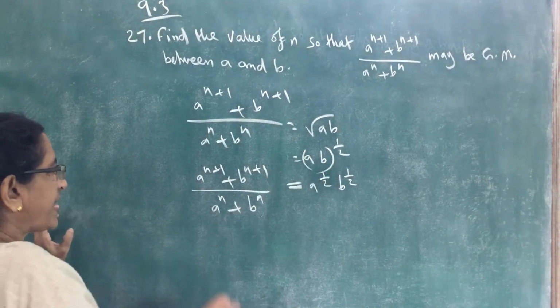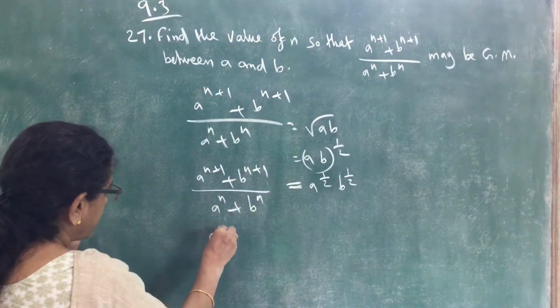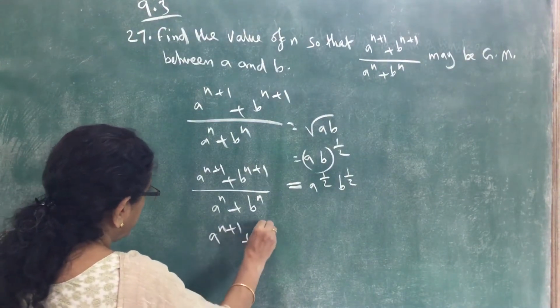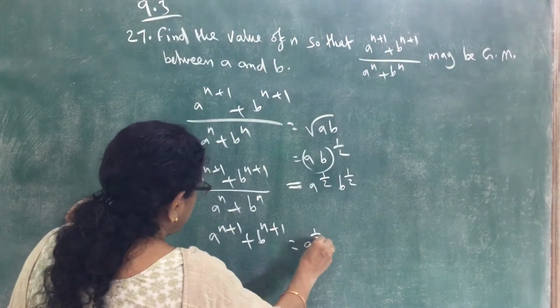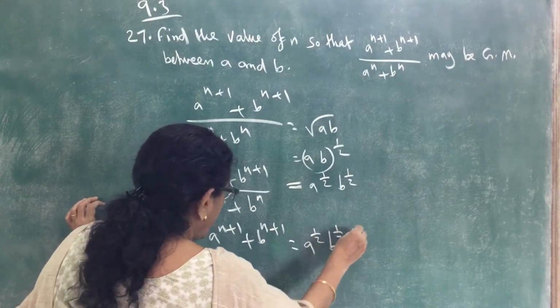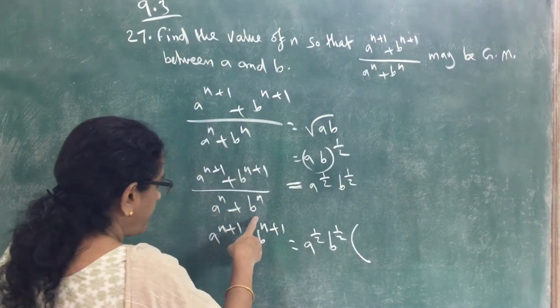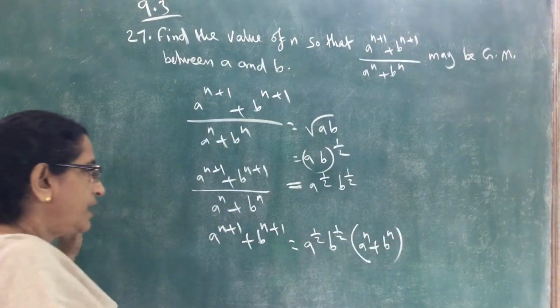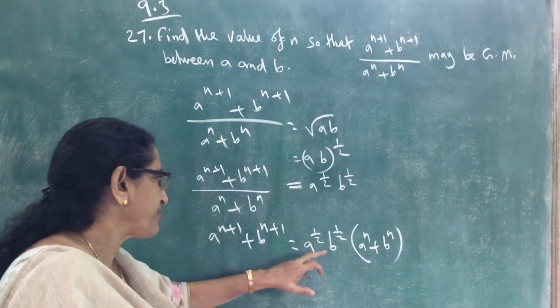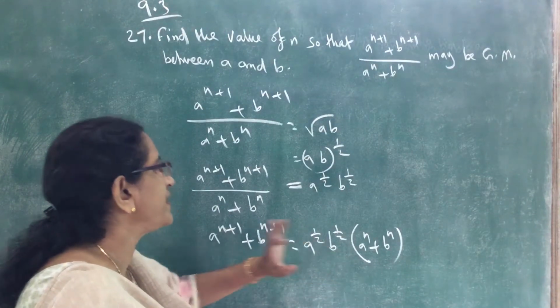So cross multiplying we get A raised to n plus 1 plus B raised to n plus 1 equal to A raised to half into B raised to half into A raised to n plus B raised to n. Now we can open the bracket here. We can multiply by A raised to half into B raised to half.